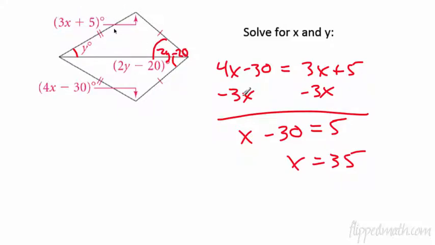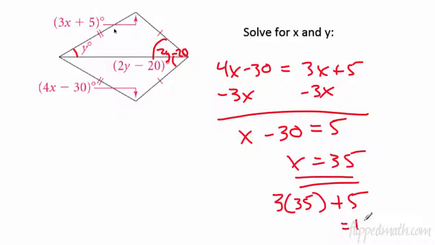Now what about the top? 3x plus 5. Well, we just know that x equals 35. So if we plug that into 3x plus 5, what do you get? 3 times 35 is 105, plus 5 equals 110. So this angle up here is 110 degrees.